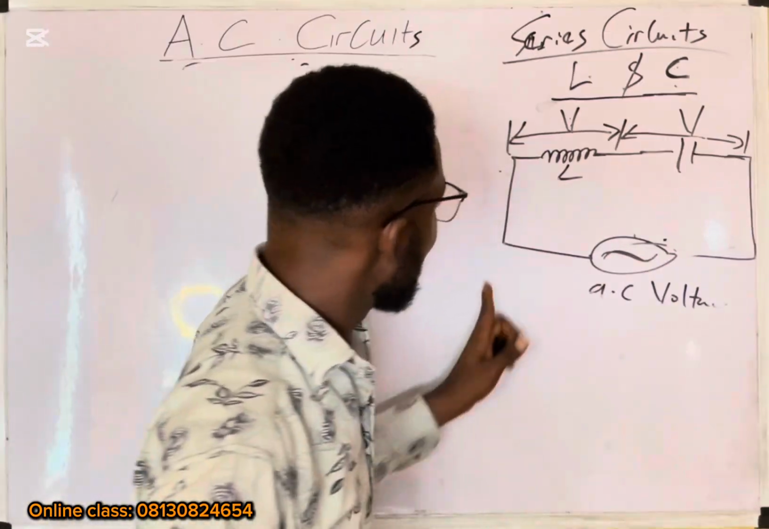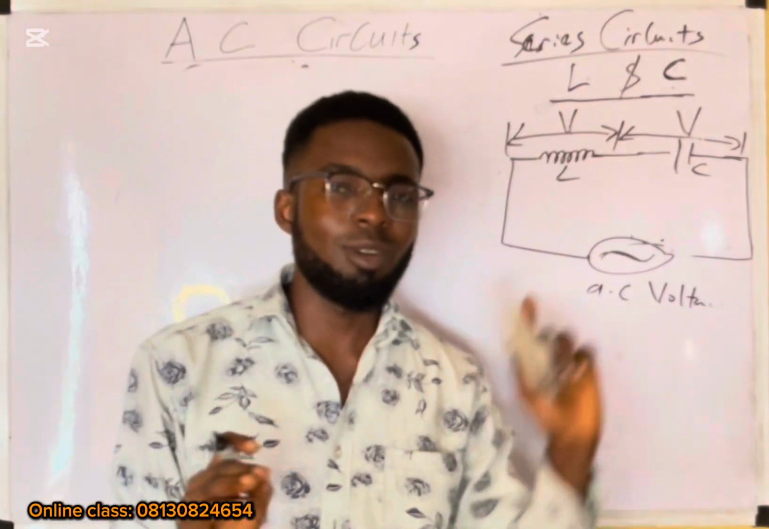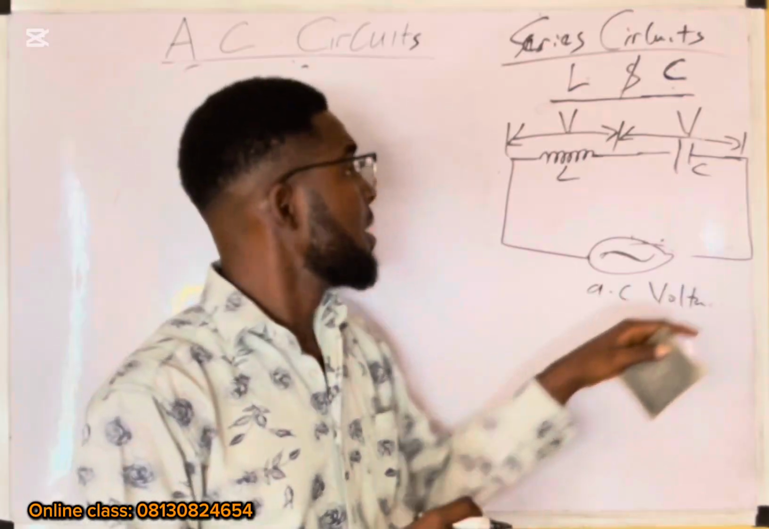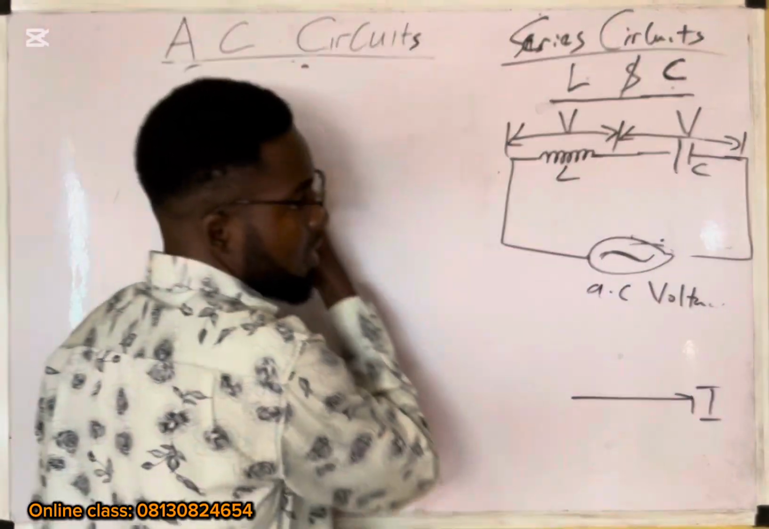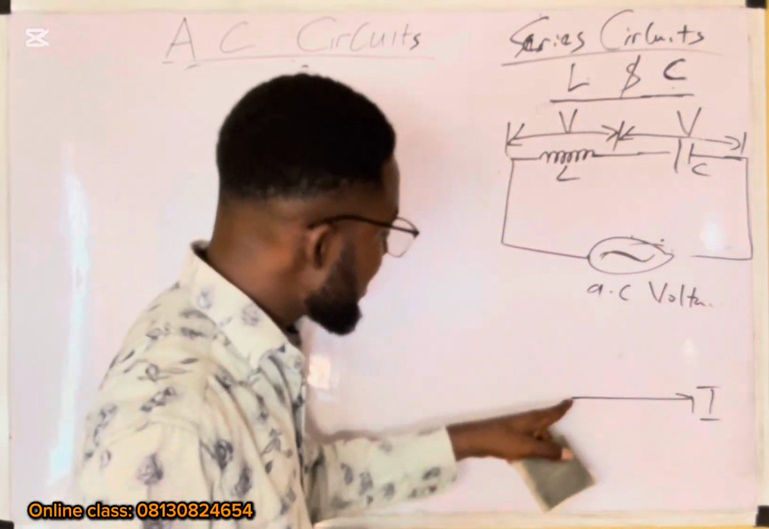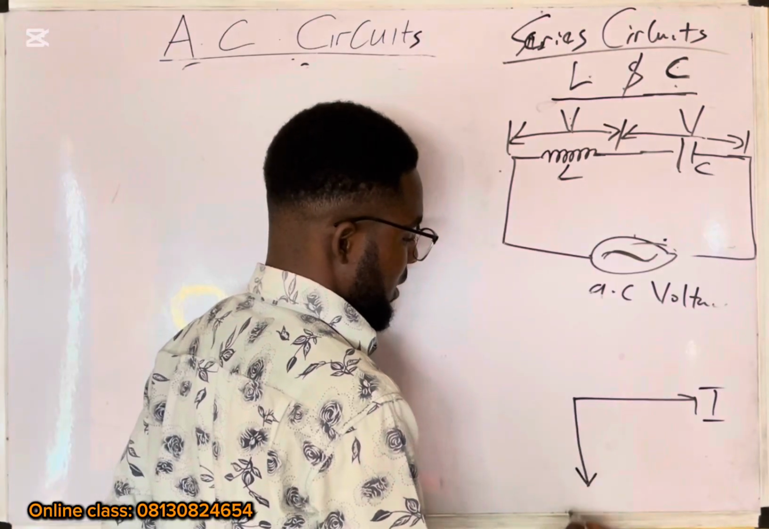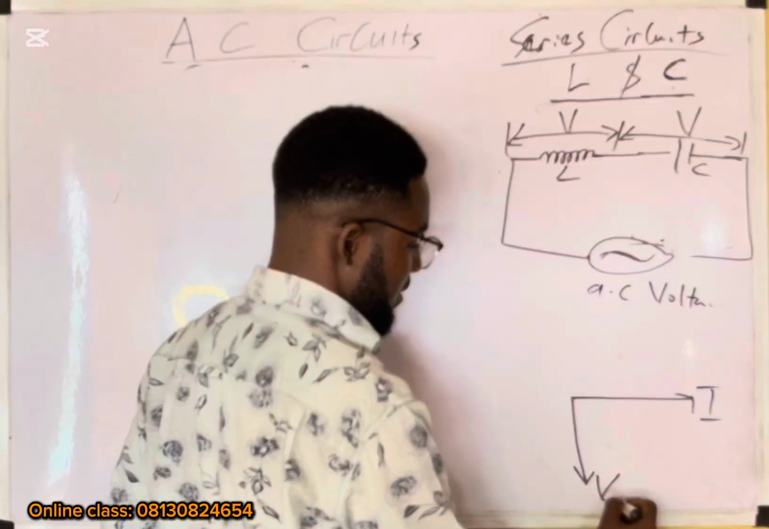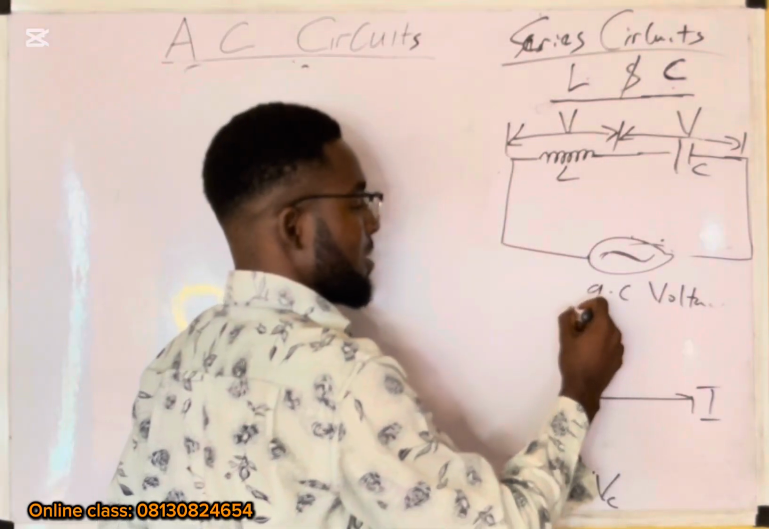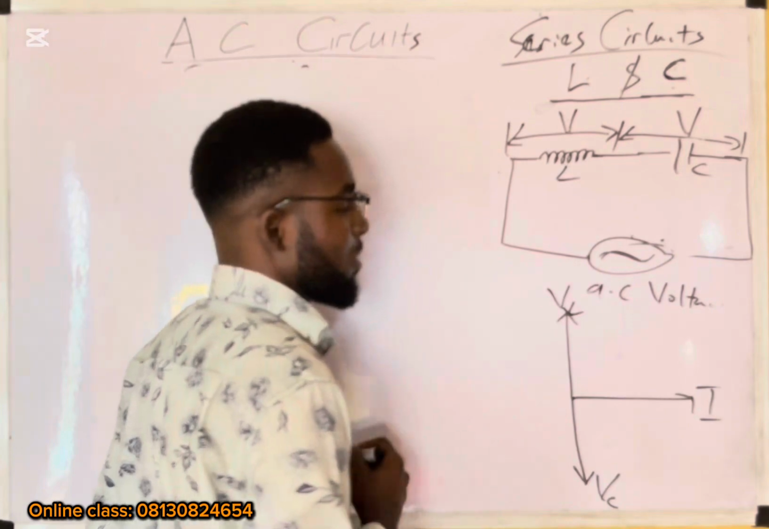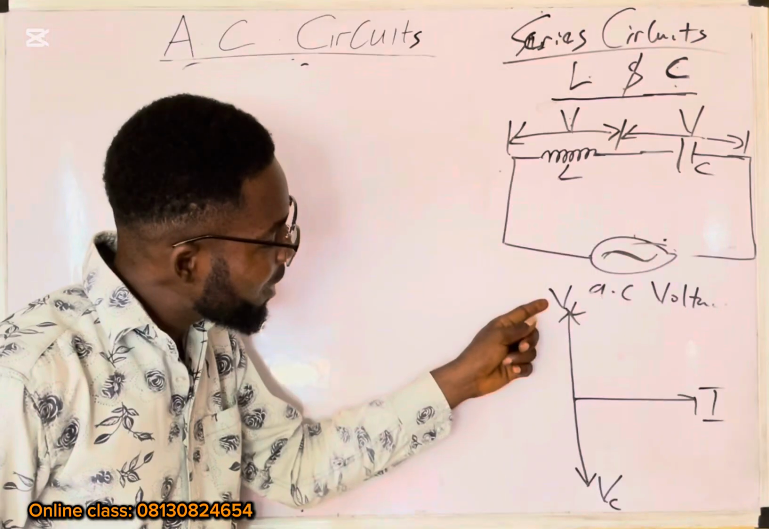All right. Now the current that flows through the inductor and capacitor is actually the same. In a series connection, the current is the same across the circuit components. The same current is perpendicular to the voltage across the capacitor, V subscript C, and the same current is perpendicular to the voltage across the inductor, V subscript L.